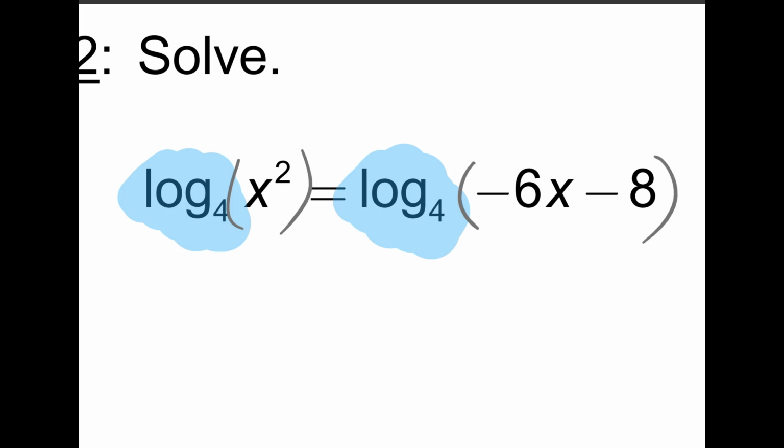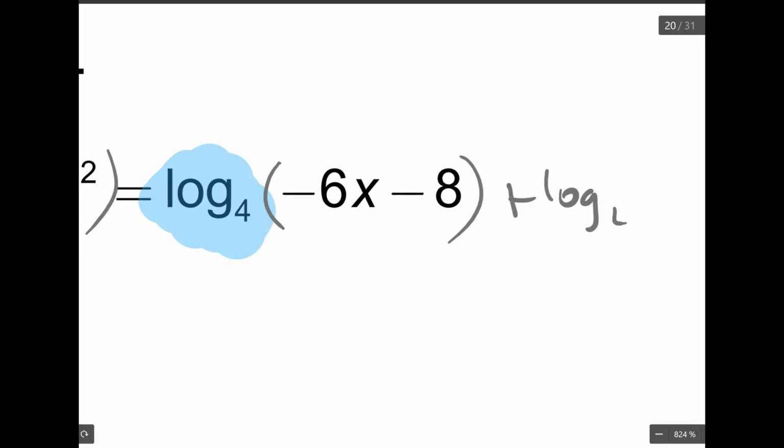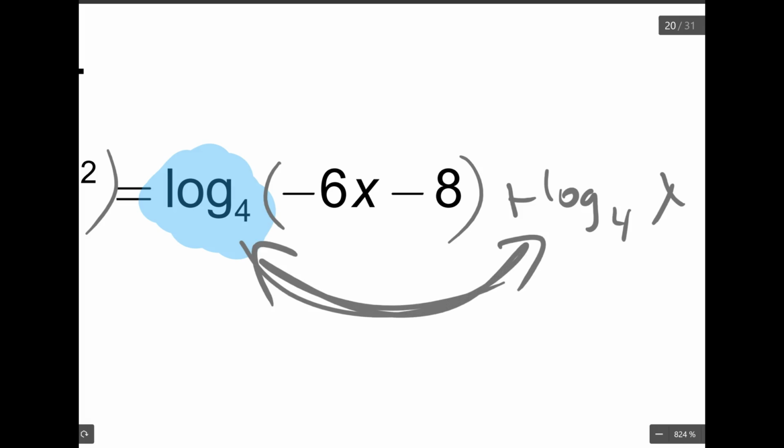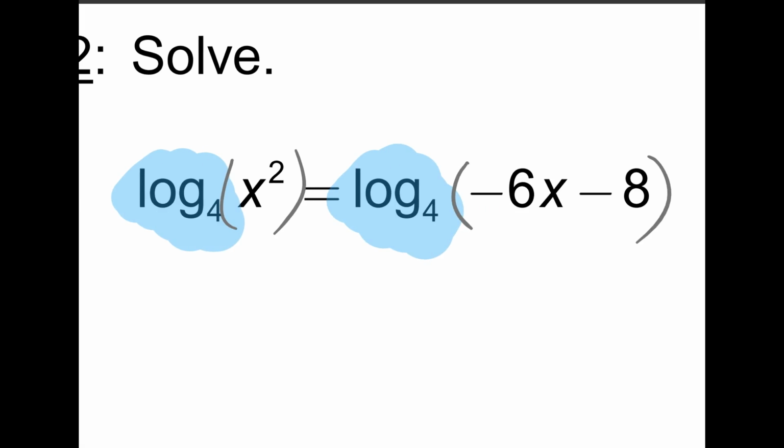Cool. And you can only have one log on both sides. If there's, over here, plus log base 4 of x, you have to fix these first before you can set the logs equal to each other. So tomorrow's lesson is how we would fix it. Yeah, that's a good question. Tomorrow's how we'll fix it.